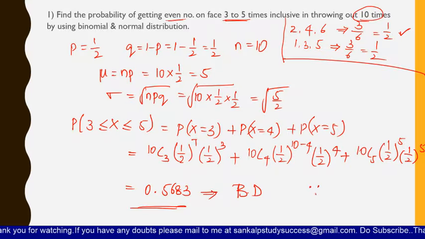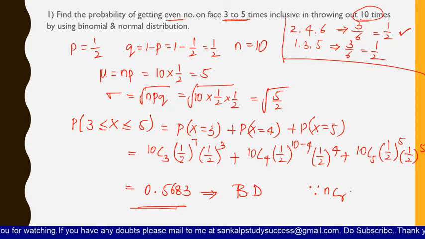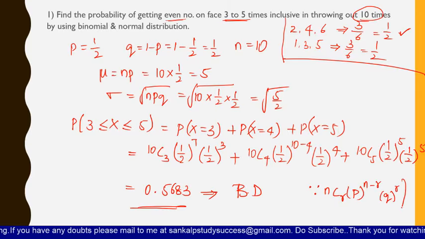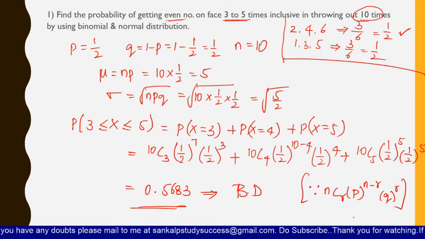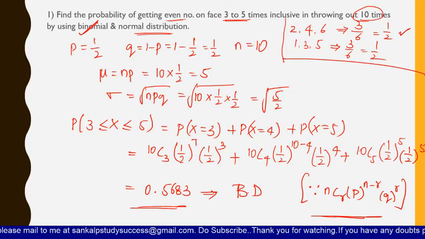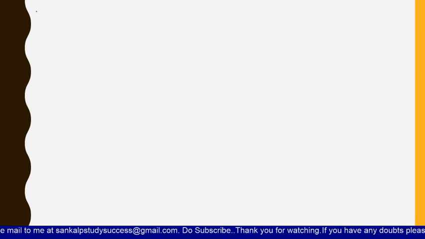Let us write the formula as well so that it will be clear. nCr, p to the power of n minus r, and q power r. Okay, this is the formula which we use to find out the probability using binomial distribution. So we are done with the binomial distribution. So now let us take normal distribution. Let us solve it using normal distribution here.